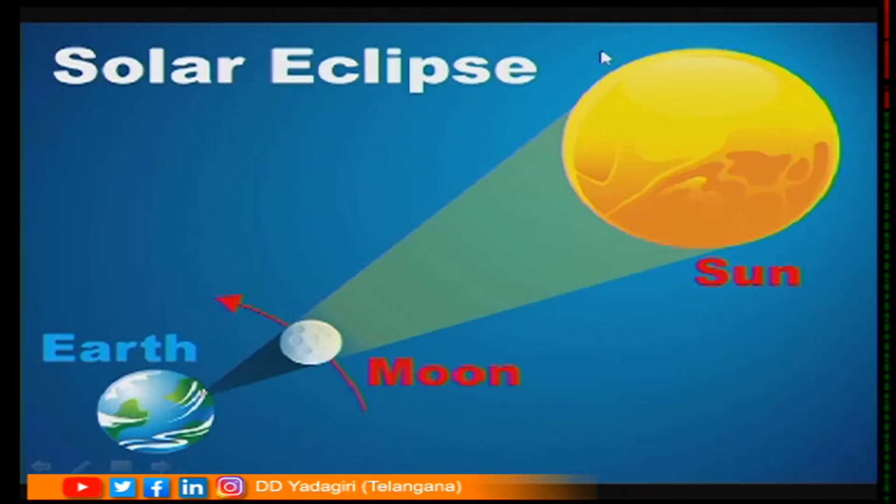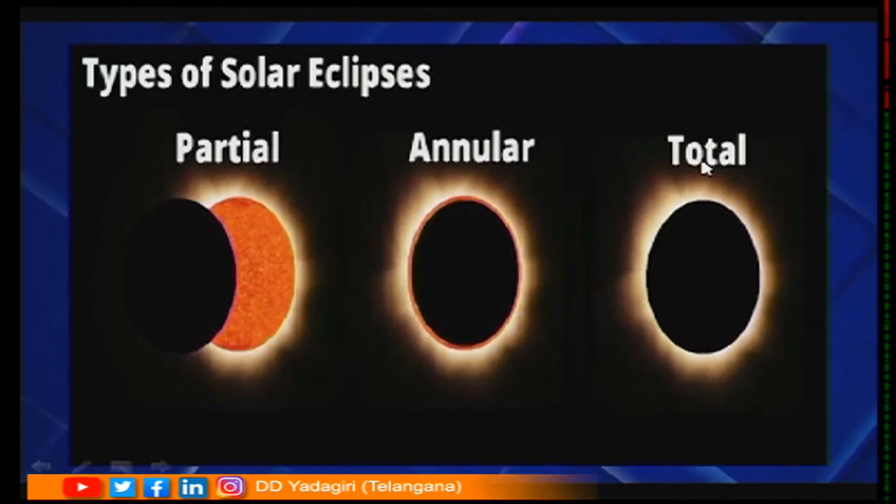So, why is a solar eclipse formed, children? When the moon comes in between sun and earth, the shadow of the moon falls on a part of the earth, and then that region becomes dark even in the daytime, and then the people in that part cannot see the sun, and so we call it a solar eclipse. Now, a solar eclipse is also of three types, children: partial, annular and total.